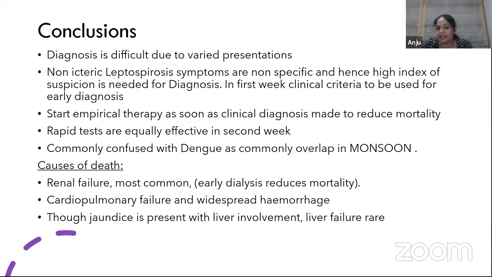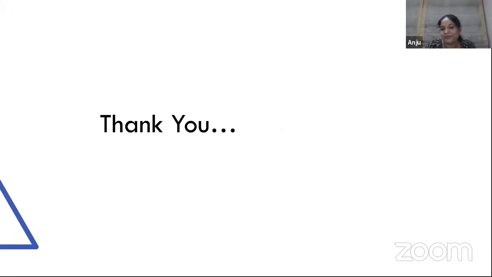And causes of death, as discussed, are most commonly due to renal failure in children, but early dialysis can reduce the mortality. Cardiopulmonary failure and widespread hemorrhage are also seen. Though jaundice is present in children with liver involvement, liver failure is rare. Thank you.